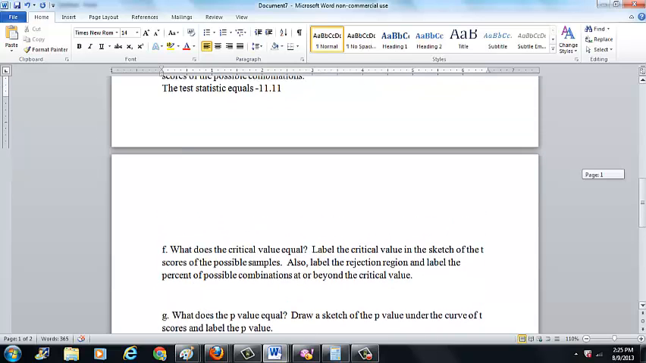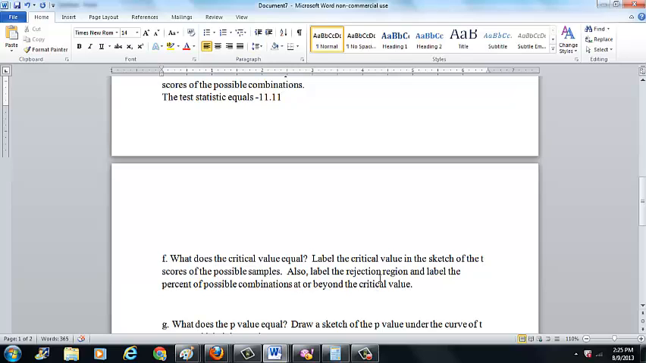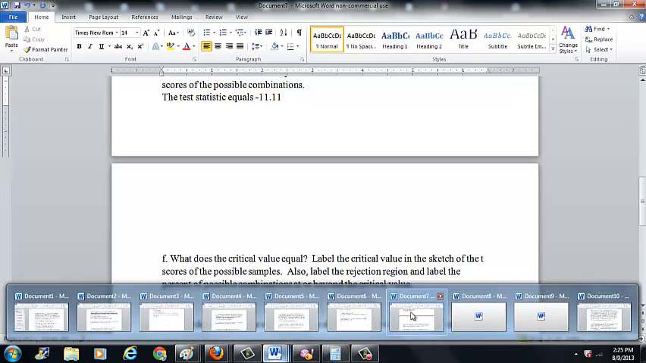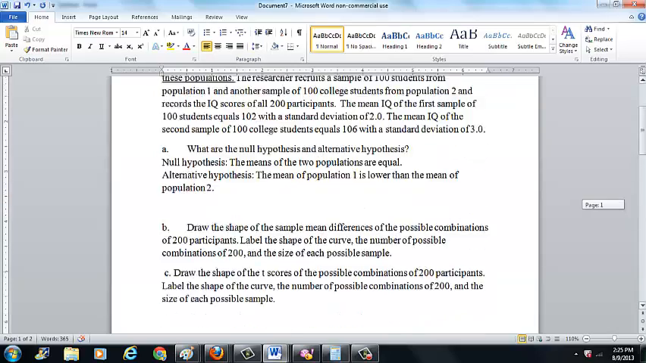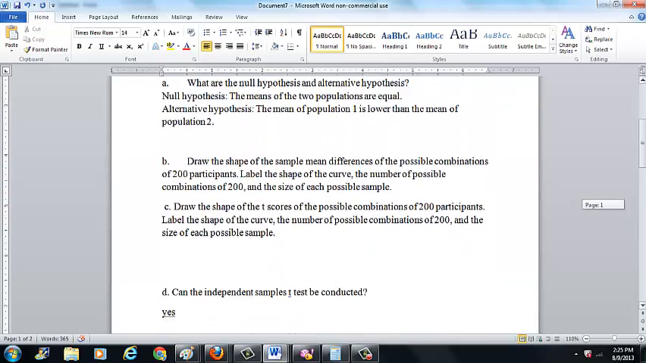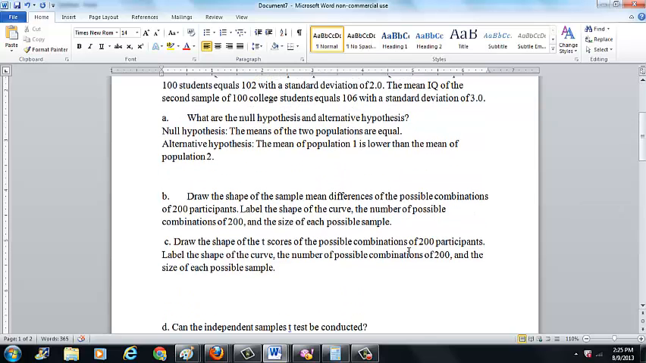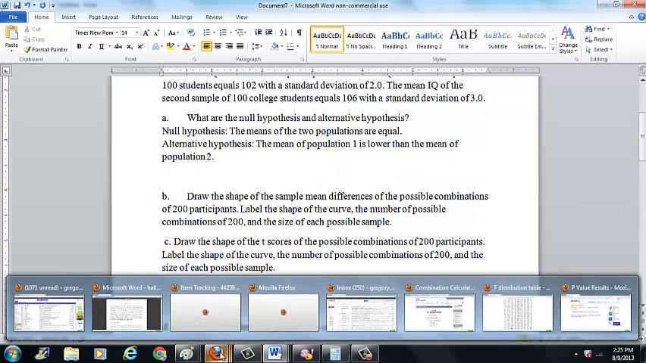What does the critical value equal? We have to go to our critical value table again. We know we're doing a one-tailed test because of the alternative hypothesis, which had the word lower in it. And we know our degrees of freedom came out to 198 because 200 people minus 2 is 198.